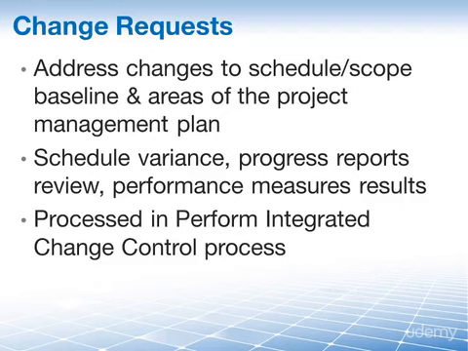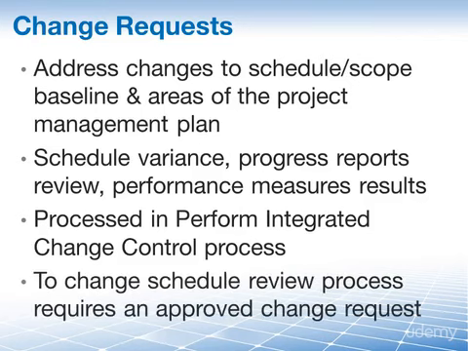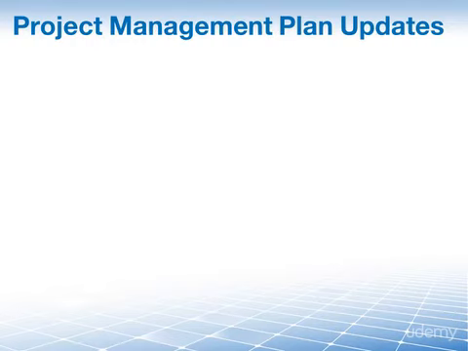A simple example to illustrate is we currently have a monthly schedule review in place. However, we now find that we need to review the schedule more frequently, so we need to change the cycle to every 2 weeks. Therefore, we issue a change request via the Perform Integrated Change Control process to have it approved. We are moving on to our 3 outputs that are all about updating things, and the first one is the updates to the project management plan.